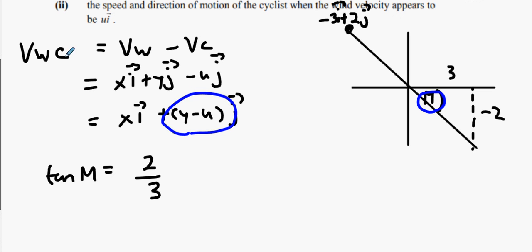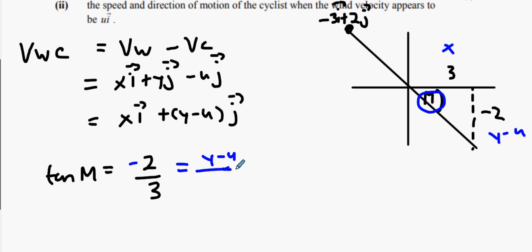what I actually believe you could do instead, I'll show you both methods. You could just say minus 2 over 3 equals, what's it? That's where that position is, and that one be x. So it's still the same ratio. Like this, y minus u over x, alright?